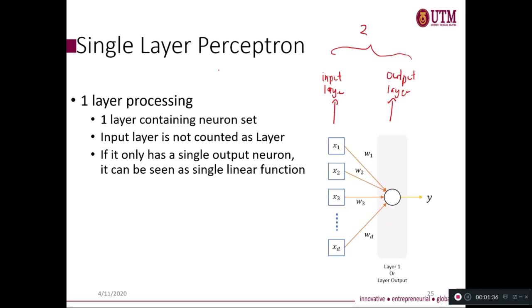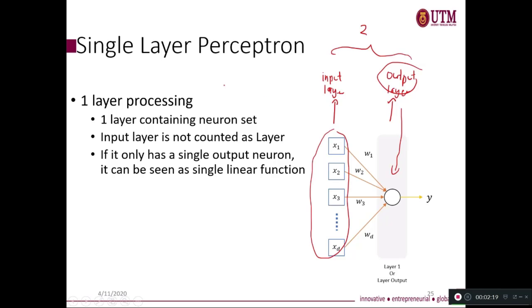But why they still call it a single layer perceptron is because the one that is meaningful and that consists of neurons is this layer. This one doesn't have any neurons. It's actually just a direct input x1, x2 going towards the next layer. That's why they call it a single layer perceptron, because the layer which consists of neurons is only the output layer, which is one layer only, even though there are two layers here.